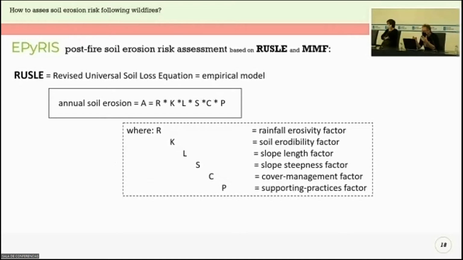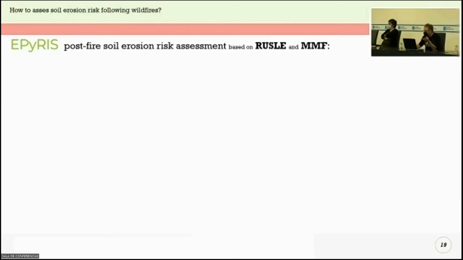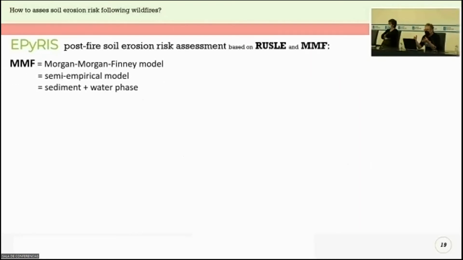And there's another measure which has to do with supporting practices like plowing and so forth, that can change the microtopography. But just to say that this is a model which conceptually makes sense because all the key factors are there, but it doesn't represent processes. It just represents a multiplication of factors. Okay, it's a relatively simple model, and it's easy to apply.